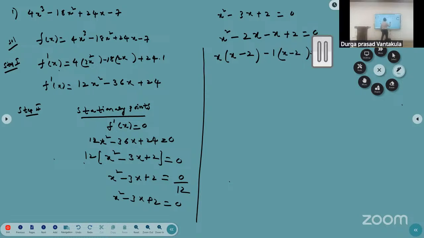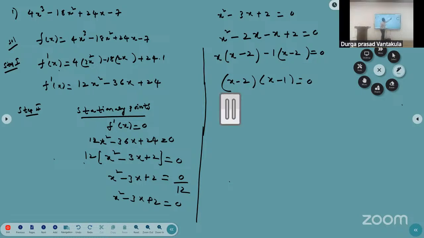Yes. x into x, x into minus 2. From the first two, what is common? x. From the last two, what is common? Minus 1 common. Now, yes, x minus 2 common. x minus 2 common, what you will get? x minus 1. x minus 2 into x minus 1.